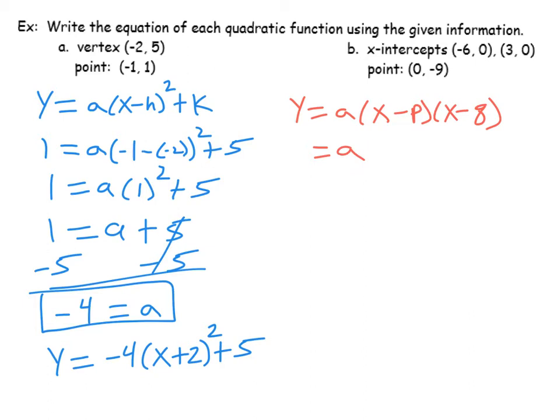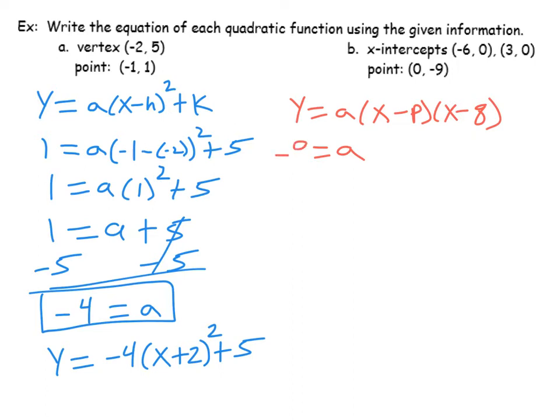Notice I'm going factored form because this problem gave me the x-intercepts, right? If I tried to take the 2 x-intercepts that it gave me and plug it into vertex form, it's not going to go well, right? Vertex form works really well if you have the vertex. Factored form works really well if you have the x-intercepts, okay?